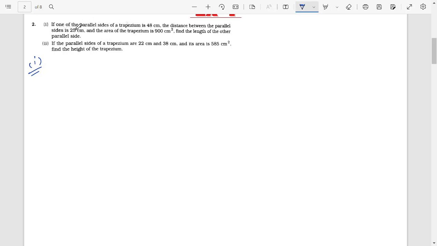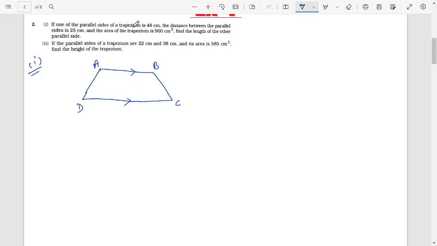Question is, if one of the parallel side of trapezium is 48. First of all, we will draw the figure for trapezium, closed figure, in which one pair of opposite side we have to take parallel. These two opposite sides are parallel, and these two non-parallel sides we will draw. We will write here A, B, C, D. This is the trapezium, four-sided figure.